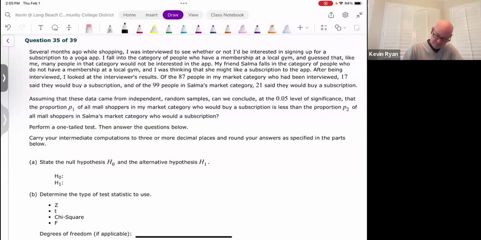So let's write some of this down. So X sub 1 is 17. N sub 1 is 87. X sub 2 is 21. And N sub 2 is 99. All right. Assuming that these data came from independent random samples, can we conclude at the 5% level that the proportion 1 of all mall shoppers in my category who would buy a subscription is less than the proportion 2 of the ones who fall into Salma's category?